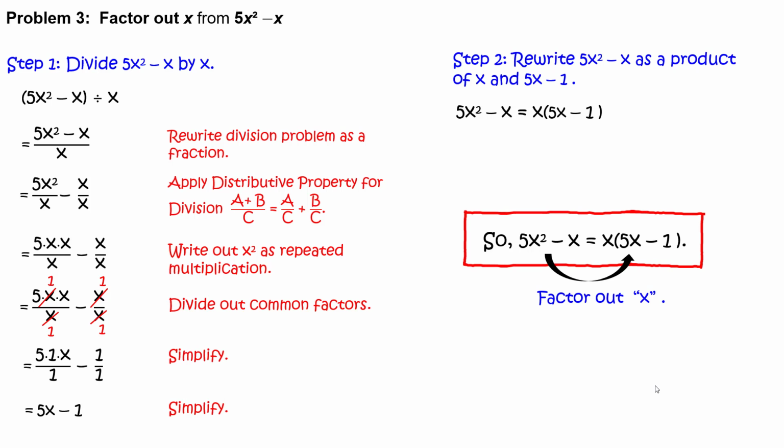All right, we'll try this one more time. Problem 4, factor out 3y from 12y to the 4th minus 3y cubed plus 6y squared. All right, so the first thing I'm going to do, step 1, is divide 12y to the 4th minus 3y cubed plus 6y squared by 3y, by what I'm factoring out.